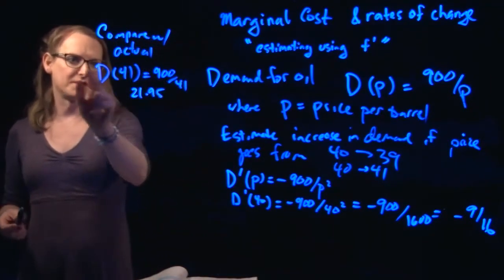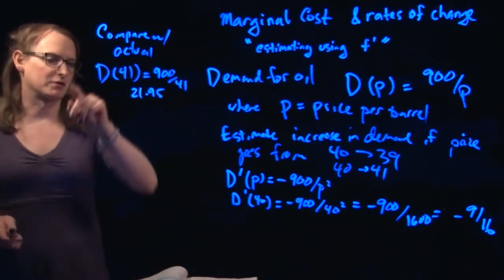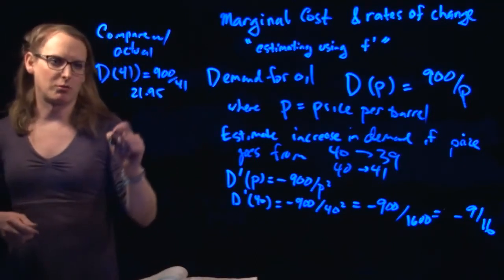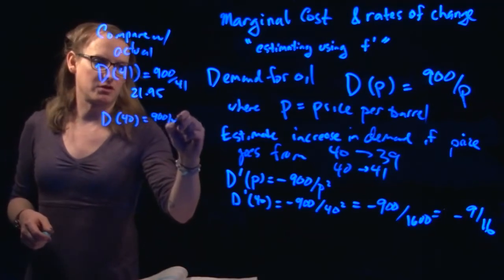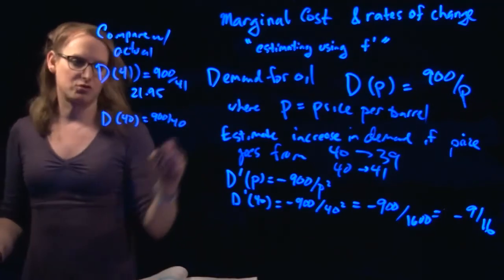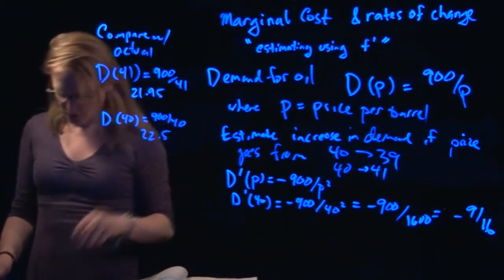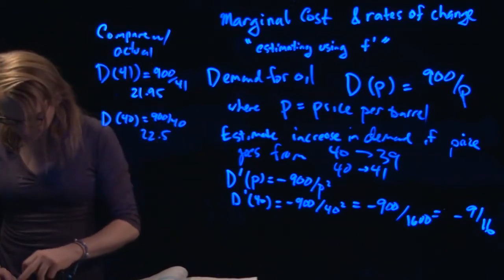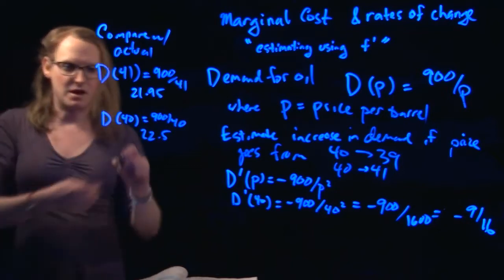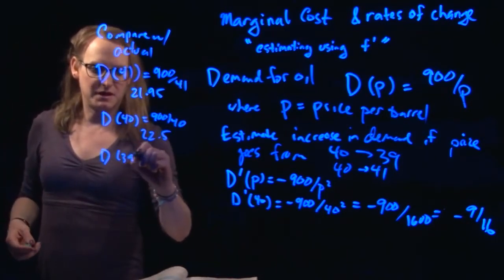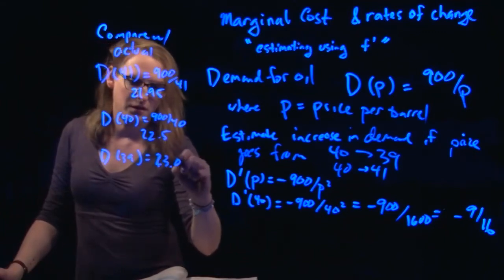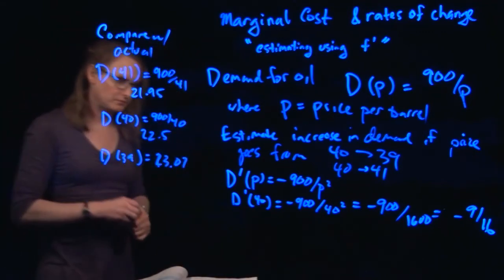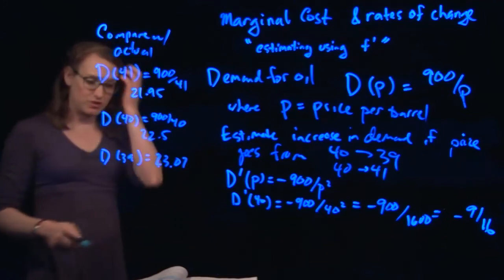Okay. So this is the demand. If the price per barrel is $41, it's 21.95. D at 40 is 900 over 40, which is 22.5. And D at 39 is 23.07. Okay, so check it out.